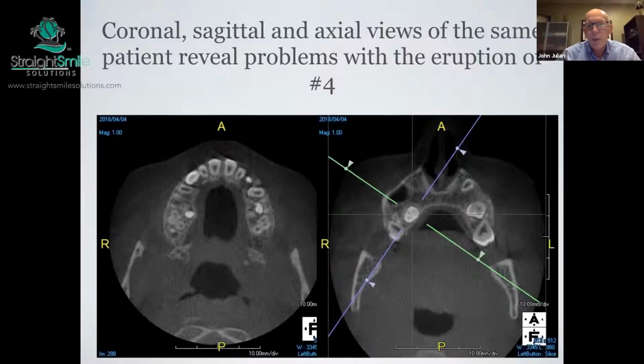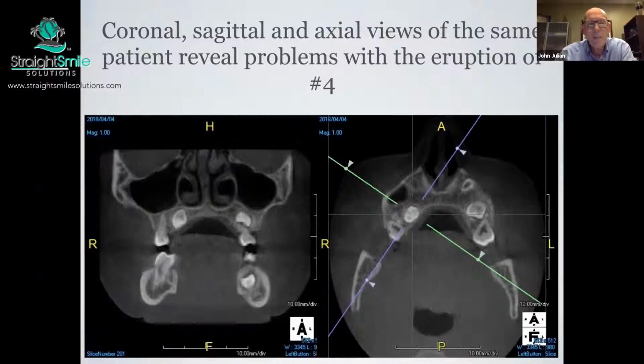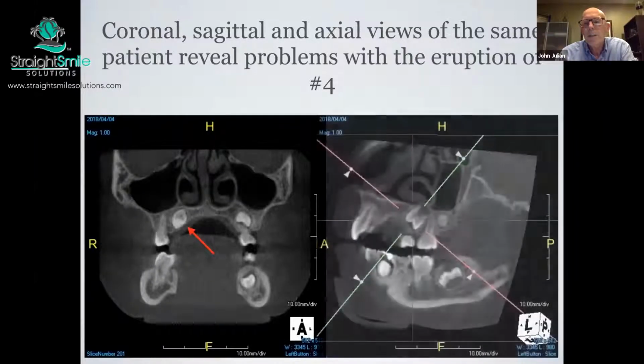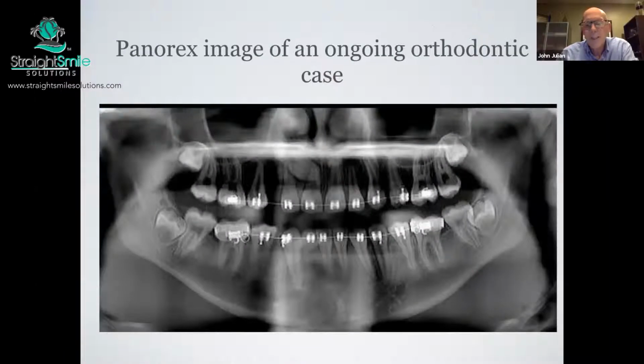On that same patient, we looked at the upper arch, even though we weren't necessarily pointed in that direction, and we saw tooth number 4 erupting to the palatal and rotated 90 degrees. Still looking at number 4, we took a look at the angulation.